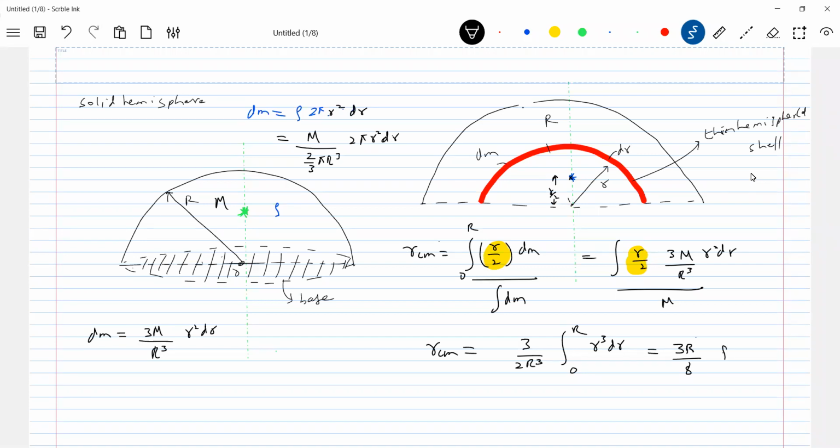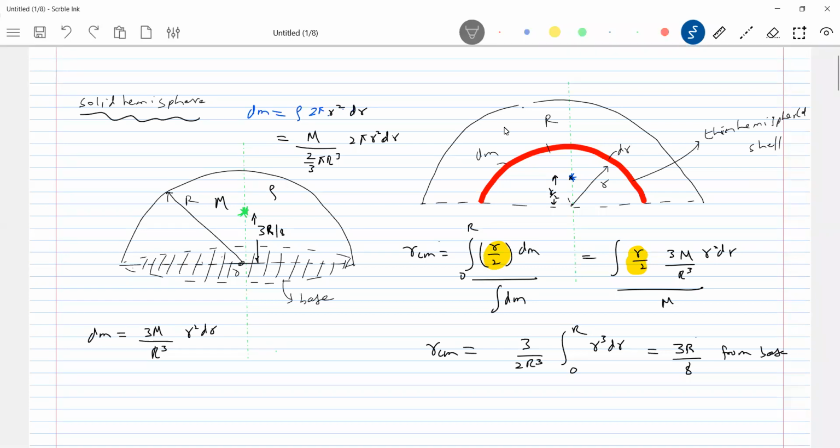From where? From the base. So this is that 3R by 8. I'll show it here. So like this, all this you are supposed to remember. If you choose the disk, a disk of varying radius, you have to bring it in. There are a lot of calculations, so I made things very simple. Okay, similarly, we'll go for the solid cone.